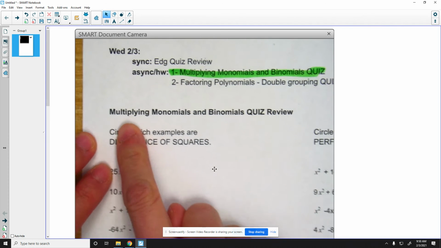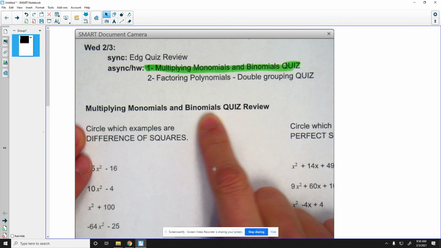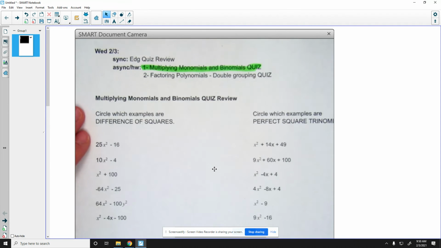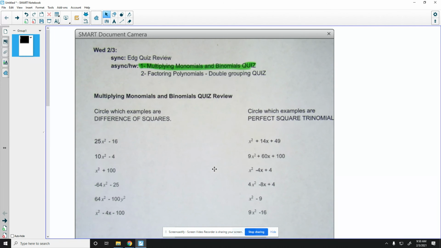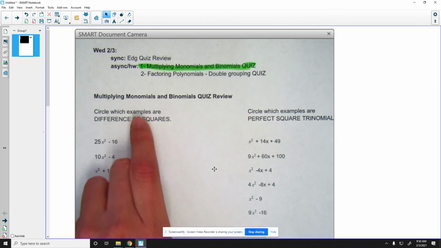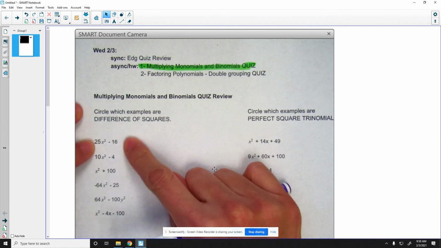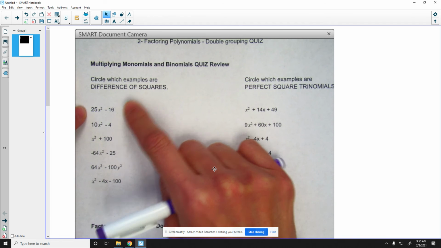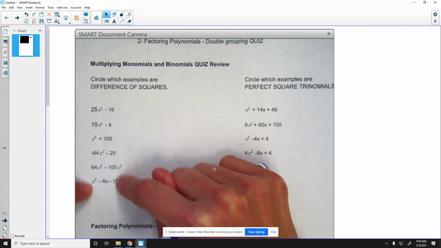All right, so here's the first quiz, the multiplying monomial and binomials. There's really just 2 concepts that I feel like maybe you don't remember or you were still kind of iffy on. And so I wanted to go over those really quick. Okay. The first one being, they're going to give you a bunch of examples because it is multiple choice. And you're going to have to decide yes or no. Is this an example of difference of squares?